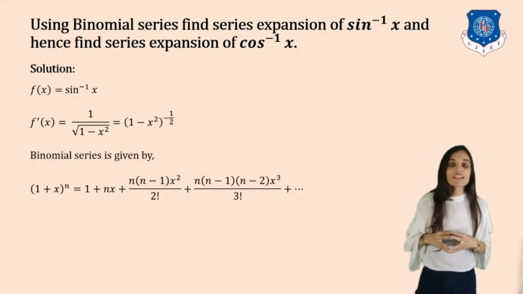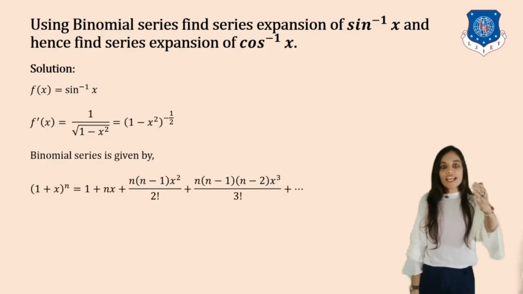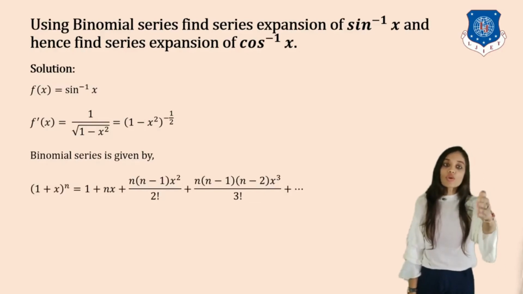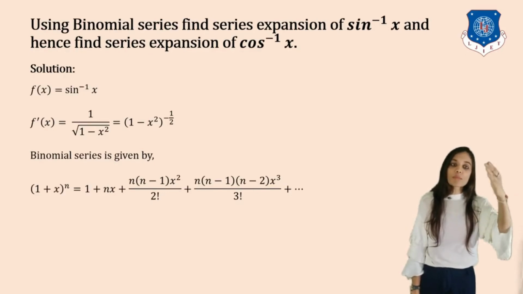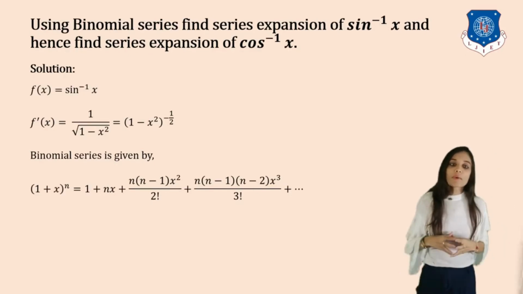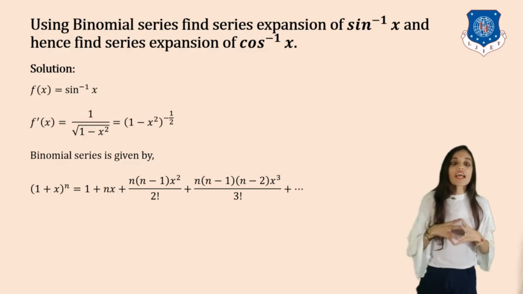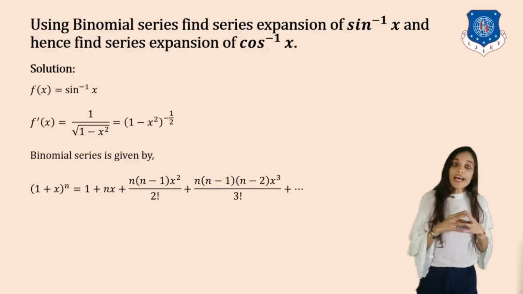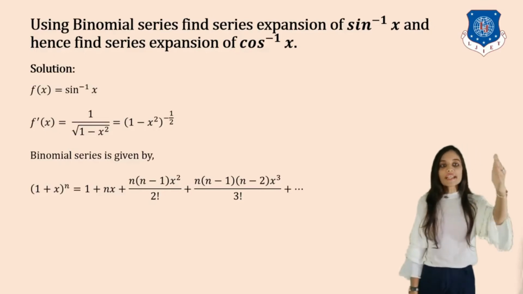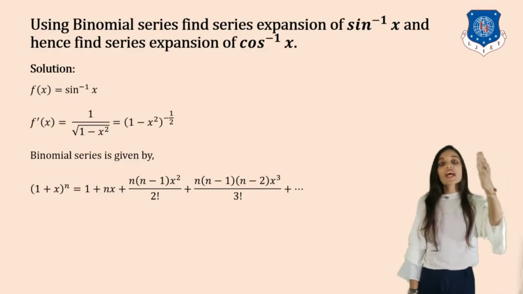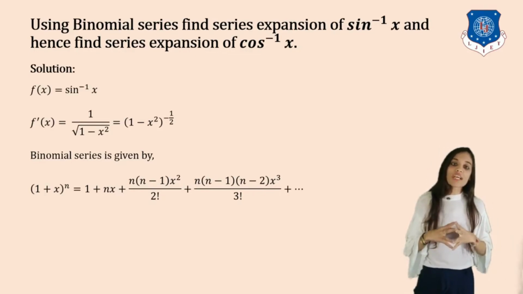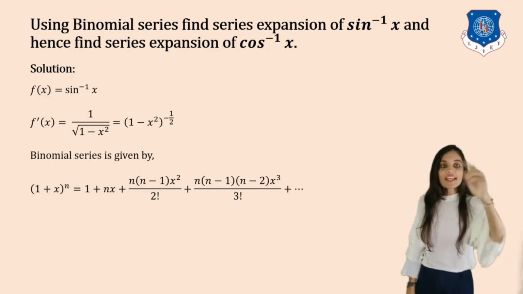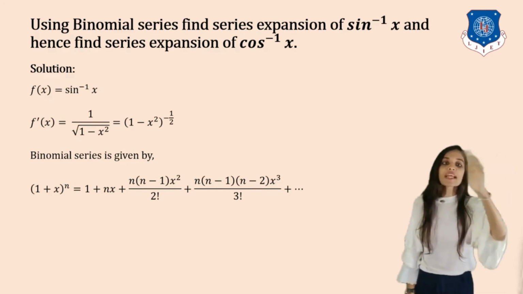So the binomial series is given by (1 plus x) whole raised to n is equal to 1 plus nx plus n into n minus 1 upon 2 factorial x square plus n into n minus 1 into n minus 2 upon 3 factorial x cube, and so on. Now we'll compare (1 minus x square) raised to minus half and (1 plus x) whole raised to n. On comparing, you can see that x is minus x square and n is minus half.